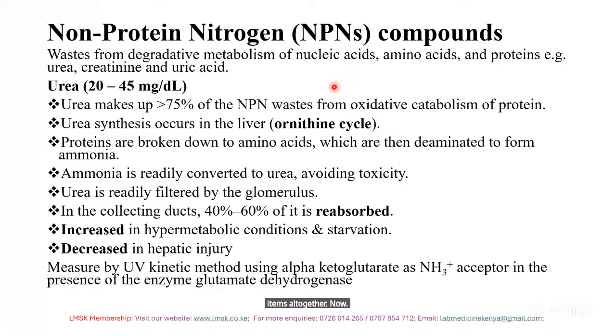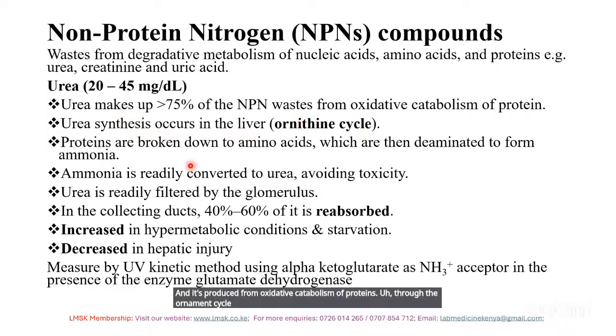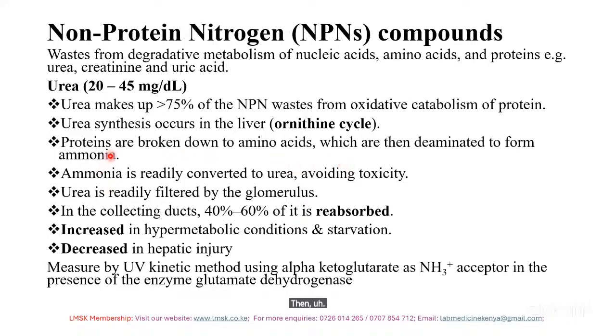Now, these are the individual tests that we normally do for the kidney functions. We have urea, and this is the normal value of urea if you're using milligrams per dL, and it makes up 75% of the non-protein nitrogen compounds. And it's produced from oxidative catabolism of proteins through the ornithine cycle in the liver. These proteins are broken down to release amino acids, which are deaminated to ammonia, and ammonia is converted to urea to avoid toxicity, because ammonia is toxic.